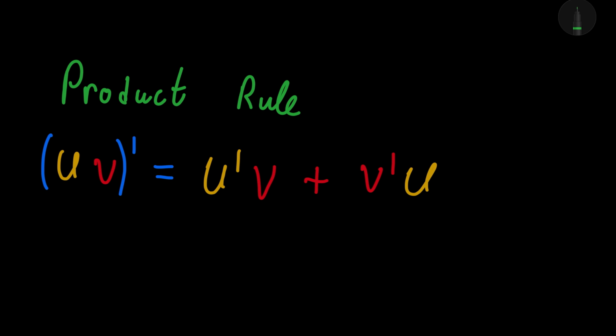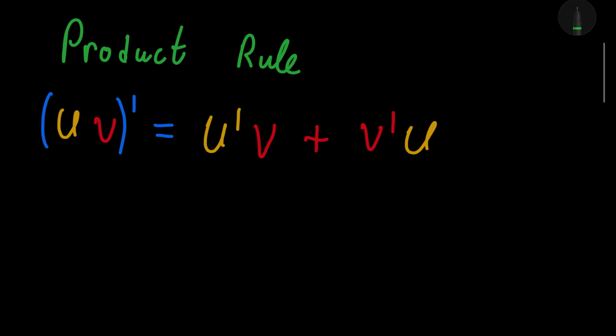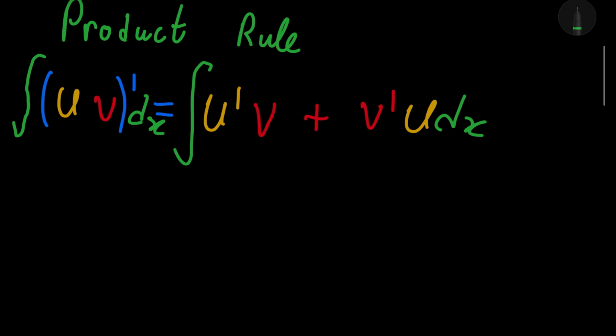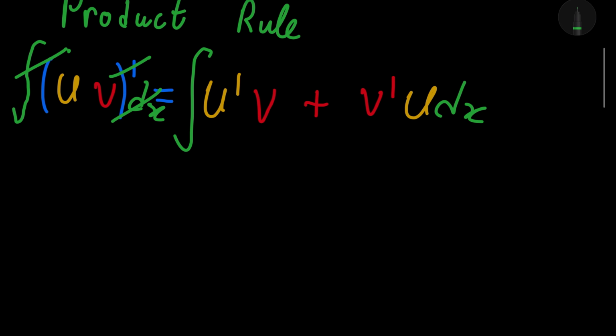Now the product rule is when we have two functions multiplied by each other, and when we take their derivative, we get u prime times v plus v prime times u. So nothing too complicated, this is just copy pasting exactly from derivatives. Now what I'm going to show you is if we take the integral of this and the integral of this side, dx. Well, what happens is this integral cancels out with the derivative since they're inverse functions.